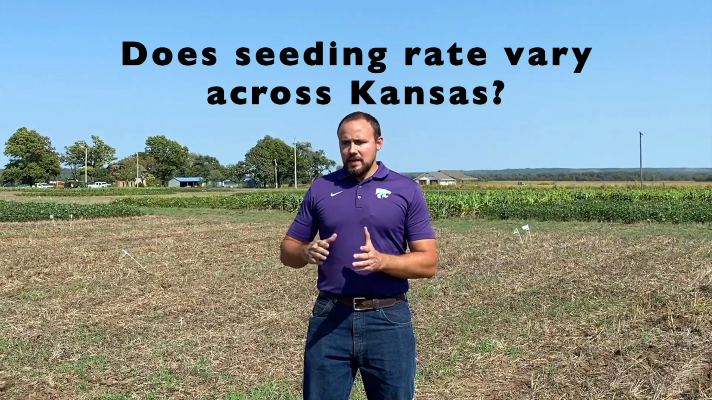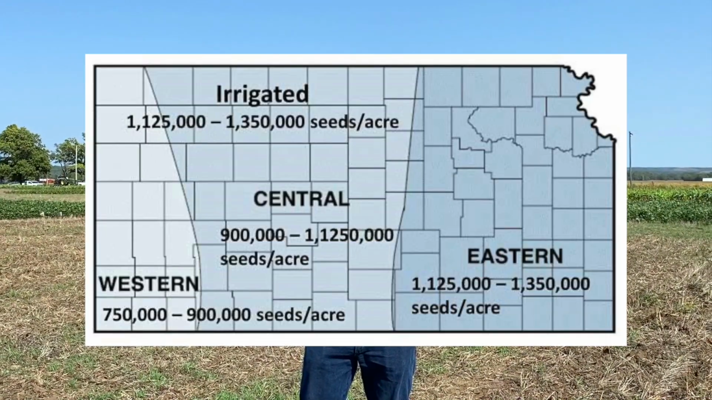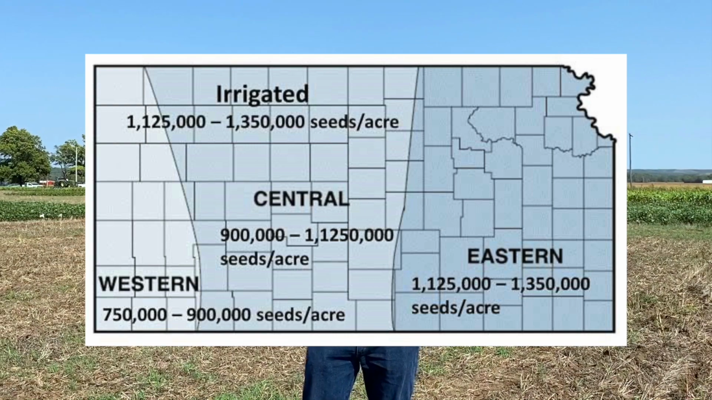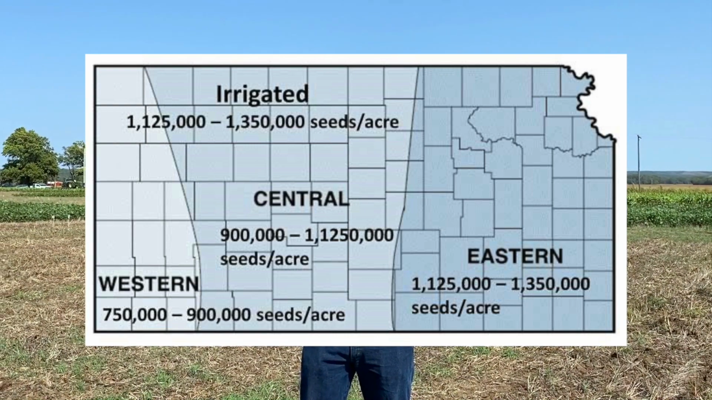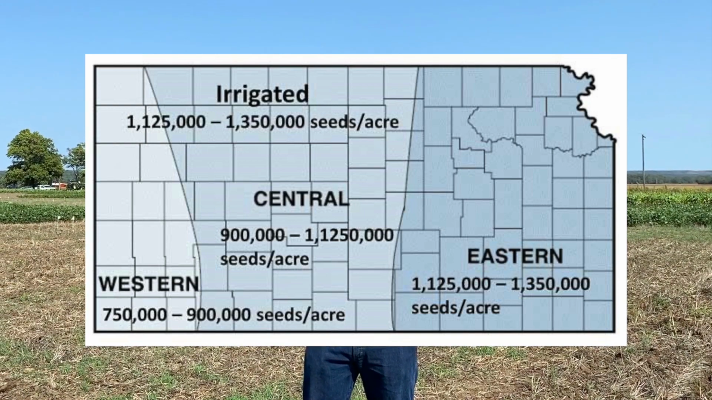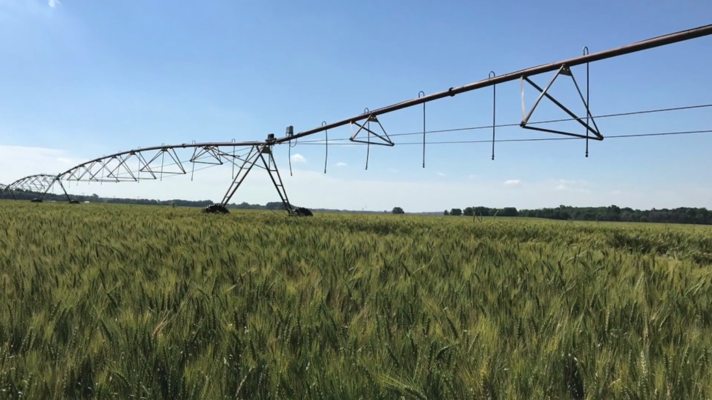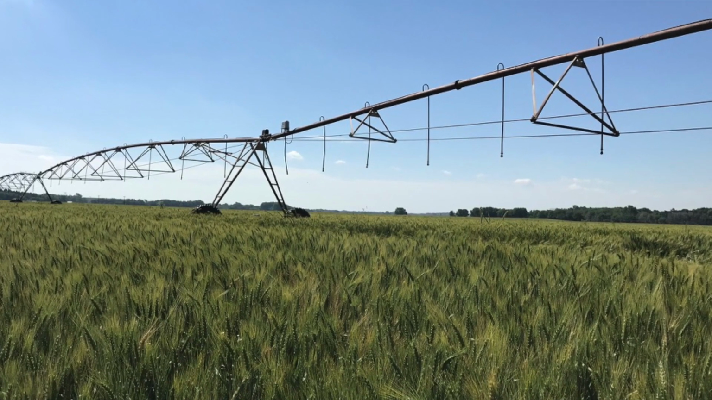Second question there, does our optimal seeding rate depend on region in Kansas? The answer is yes. In western Kansas, where it's a drier region, we tend to recommend a lighter seeding rate, so anywhere from 700,000 all the way to 900,000 more or less seeds per acre, because we don't want a very lush crop in the fall. The lush crop is going to use water that is precious out there in western Kansas later in the cycle, right? So we put 700 to 900,000.